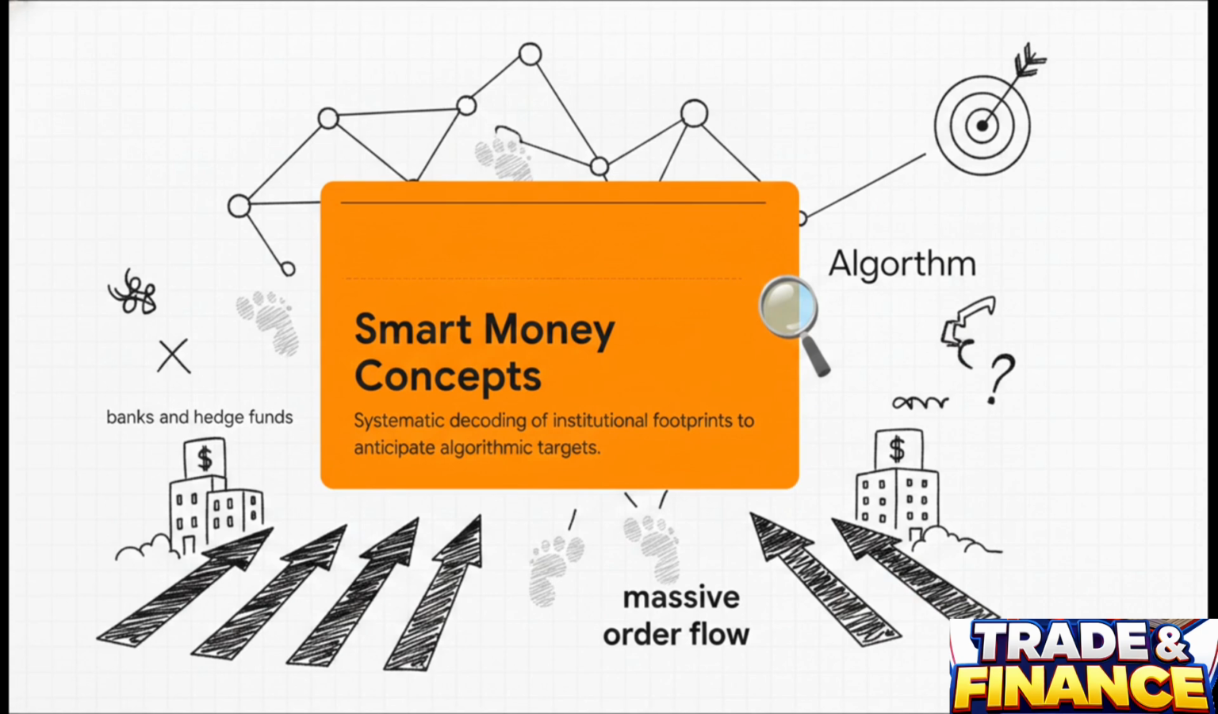Think of SMC like a decoder ring. We use it to stop reacting to random price fluctuations and actually start tracking the massive order flow of banks and hedge funds. It's all about decoding those specific footprints on your charts so you can anticipate exactly where the algorithm is going to target next.